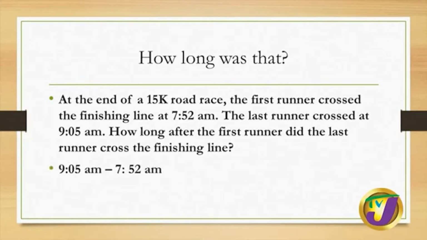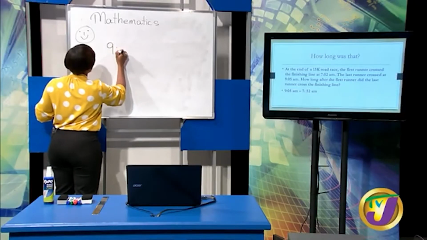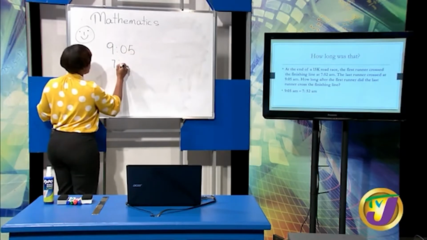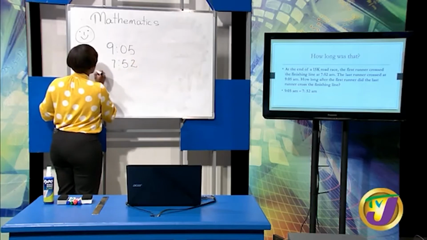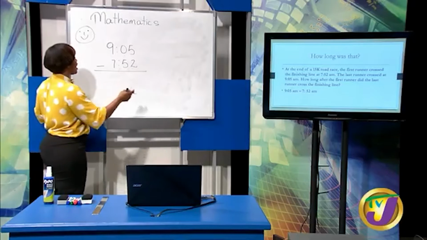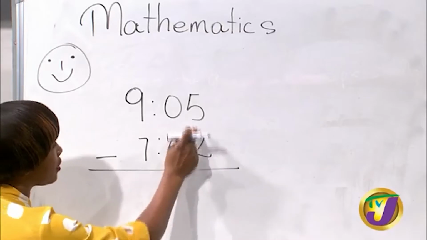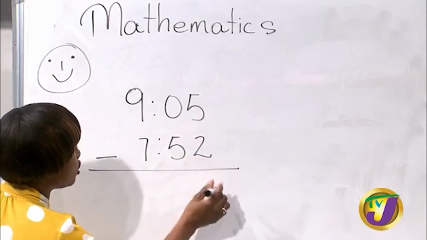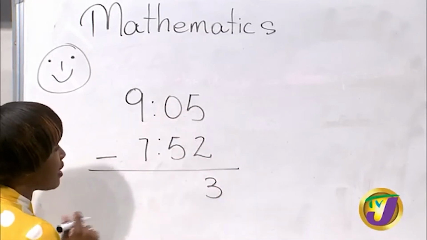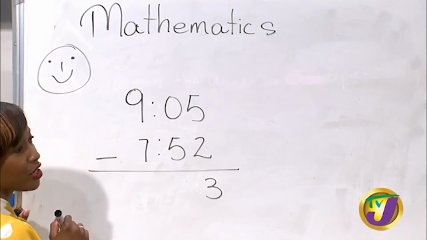I'm going to go to the board just to help those who probably need a little bit more. So what we have is 9:05 as the last time, and 7:52 for the first time. We're going to subtract to see how much time has passed. So 5 minutes take away 2, we get 3. Awesome. Now we have the 0 here to subtract that 5. We are going to have to regroup our hour.